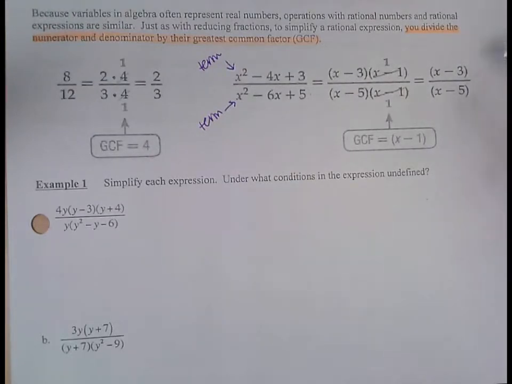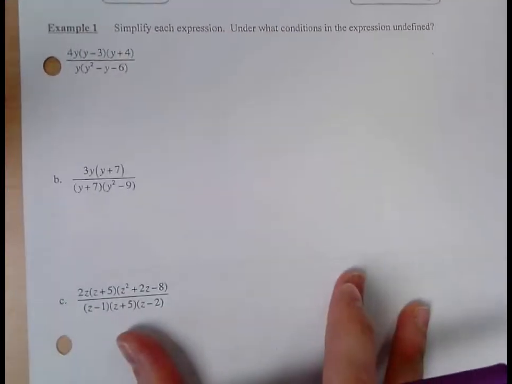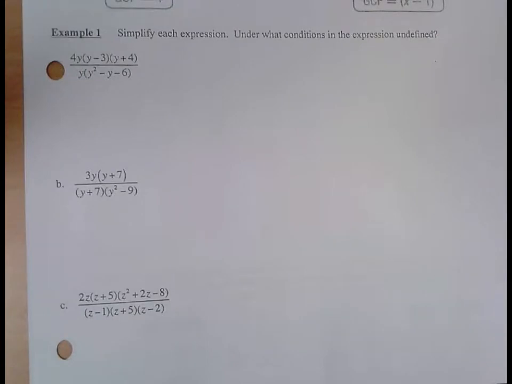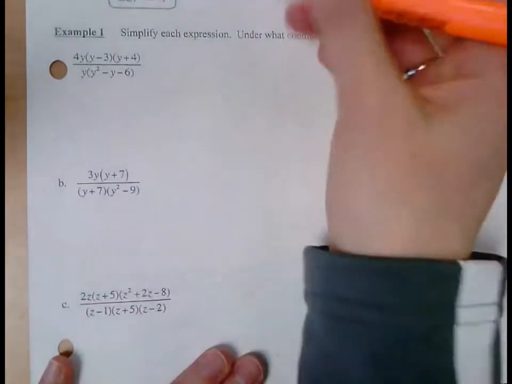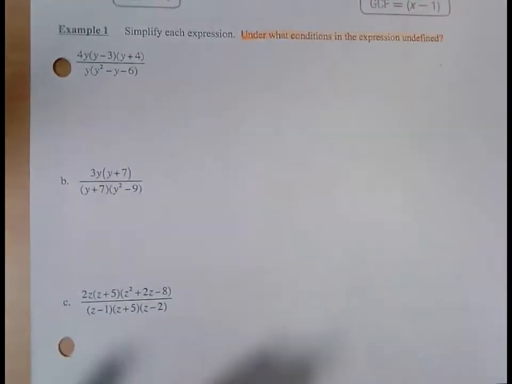And again, in this answer, the x's are terms. They do not cancel to be 3/5. It stays x minus 3 over x minus 5. That's the simplest form you can get it into. So we're going to go through some examples of simplifying these expressions. The directions also state, so it says to simplify, and then a second thing we're going to talk about, it says under what conditions is the expression, that should say is, not in. Under what conditions is the expression undefined?